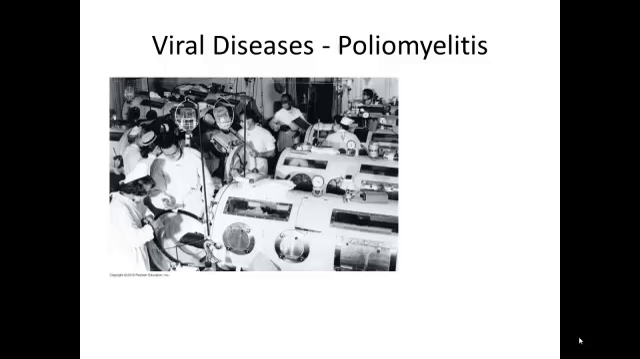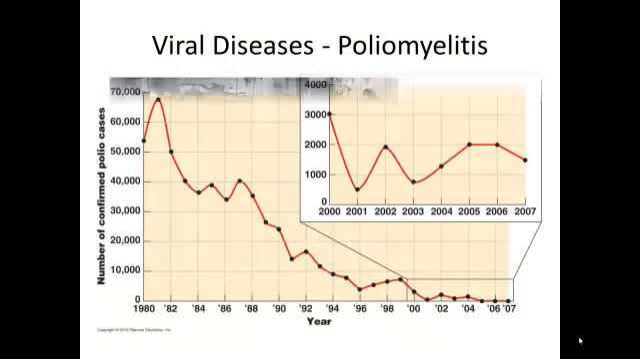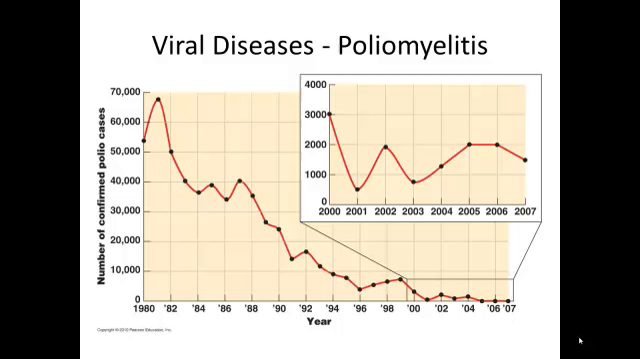So in about the mid-40s, 50s, we were able to develop a vaccine for polio. The first one was a killed vaccine, which is inactivated. But after that, we were able to come up with a live vaccine, and that decreased the incidence of polio to the point where we hardly ever hear of it anymore.